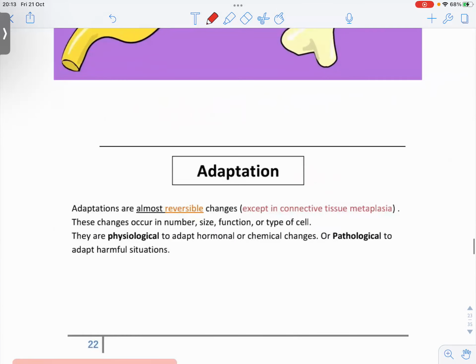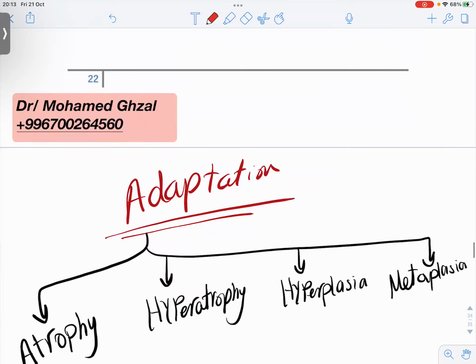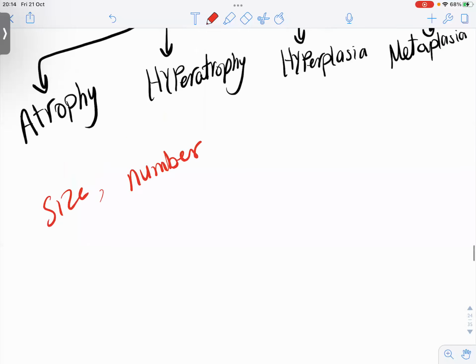So the adaptation is like a change that occurs in the cell. But what are these changes? A change will happen maybe in the size. The cell will be bigger or maybe smaller. Maybe in the number. The number will increase or decrease according to the stimulus. Maybe function.